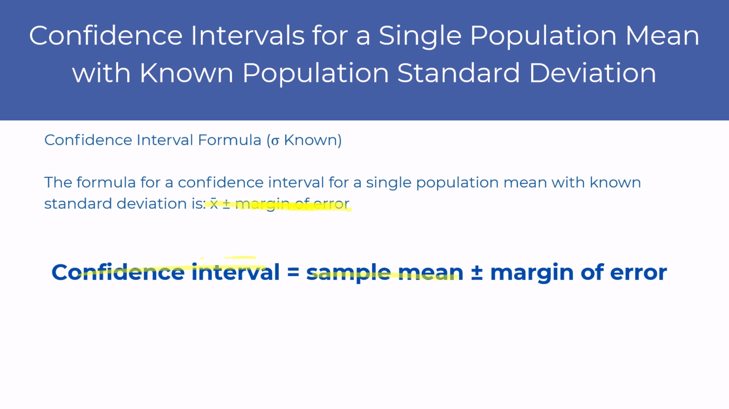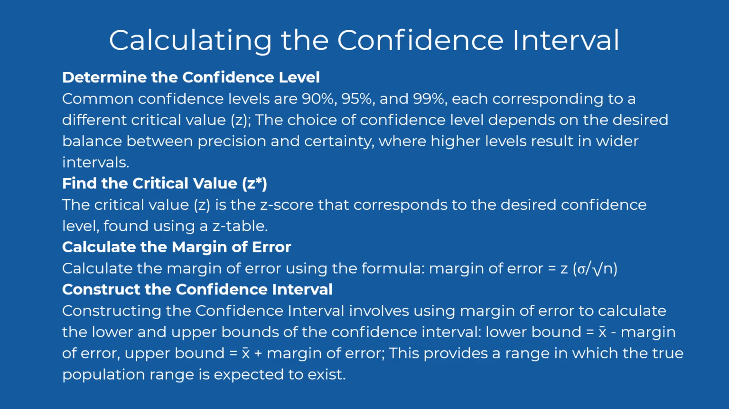So in this specific formula or format, there should be an upper limit that's plus, and the lower limit which represents the minus. Okay, so let's try to look into each of the components of the format for the confidence interval for a single population mean with a known population standard deviation. So how do we calculate the confidence interval? First, we want to determine the confidence level.